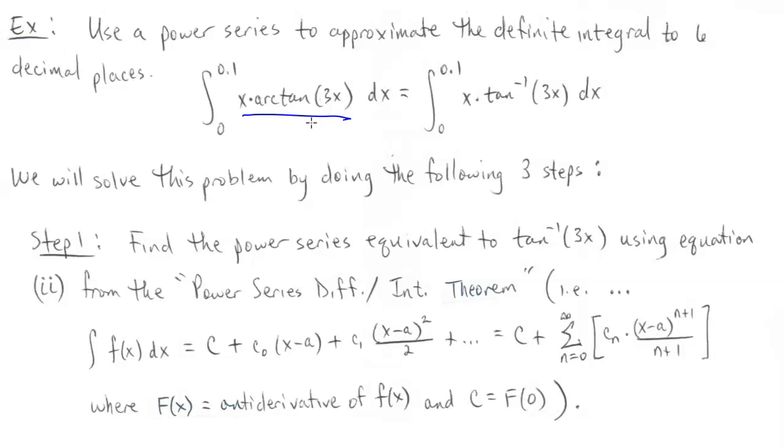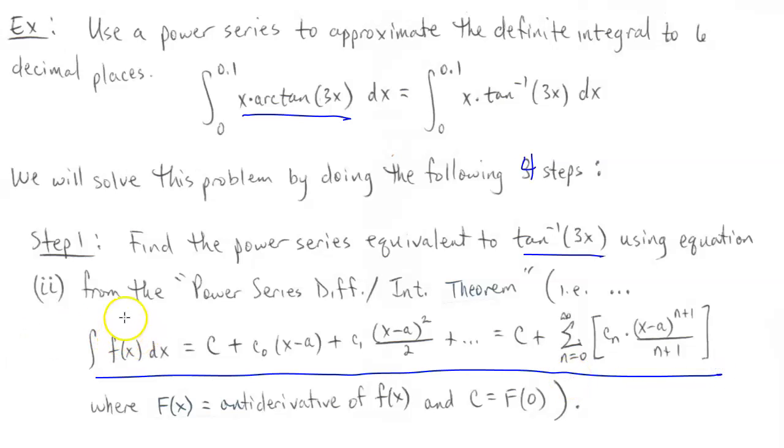So we are going to solve this problem by using the following four steps. I have three here, but it really should say four because I split up one of the steps when I wrote this out. Step one will be: find the power series equivalent of tangent inverse of 3x using equation two from the power series differentiation integration theorem. I presented this earlier in the video series, and this particular equation is just what I'm underlining here.